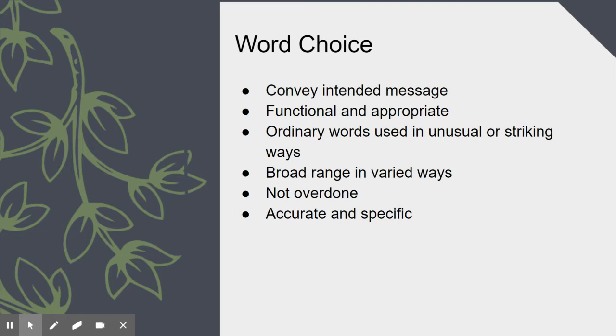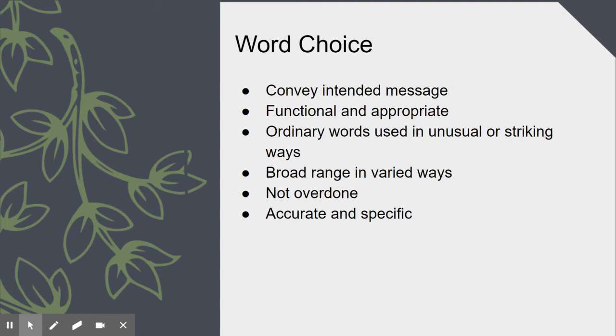Ordinary words are used in unusual or striking ways. So it doesn't have to be completely filled with all these amazing words that sound super interesting. It can also be just using ordinary, everyday words, but putting them together in such a way that it makes your sentence flow really nicely.